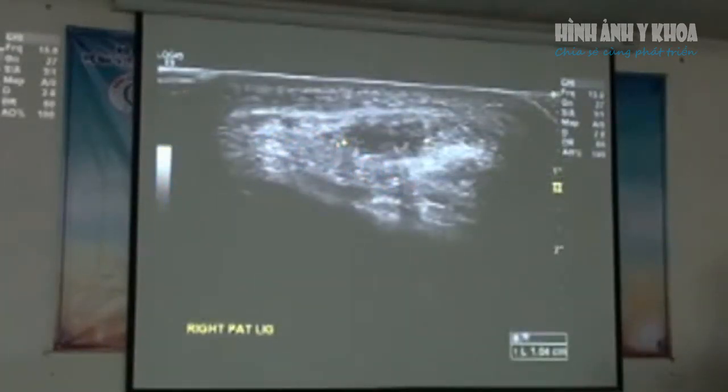This is a transverse view of the patellar tendon, and patellar tendinosis occurs in the mid portion of the tendon, in the deep fibers.